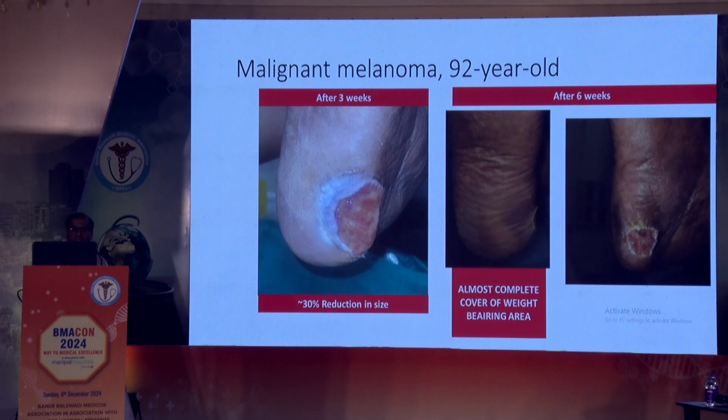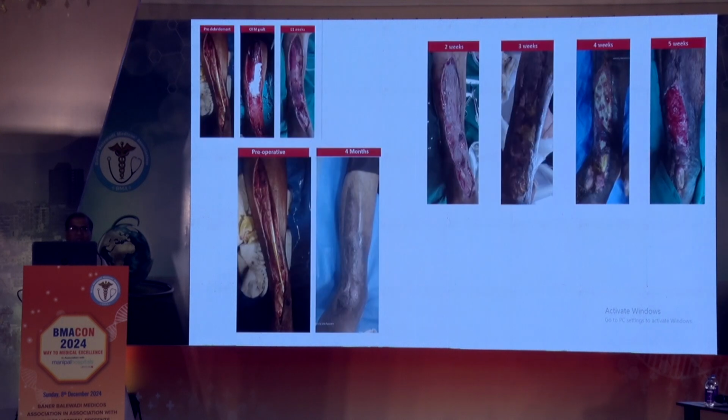Here you can appreciate the rate of epithelialization improving very fast. In the first diagram, you can see the zone of epithelialization is migrating. In the second slide, you can appreciate that everything has healed. The weight bearing part is healed without any surgery, without any intervention, and a small ulcer is there that is going to heal eventually.